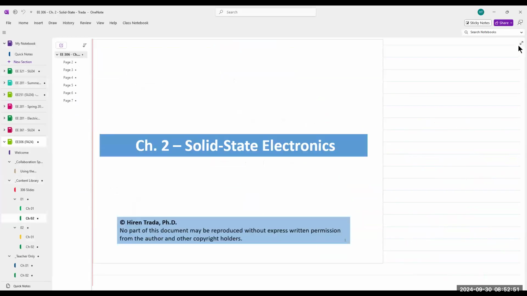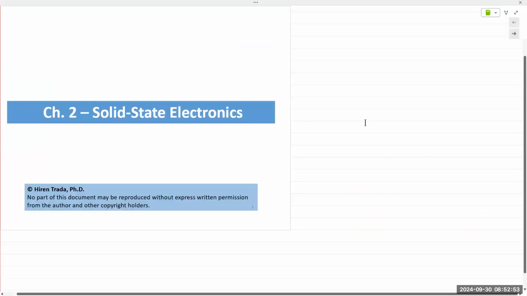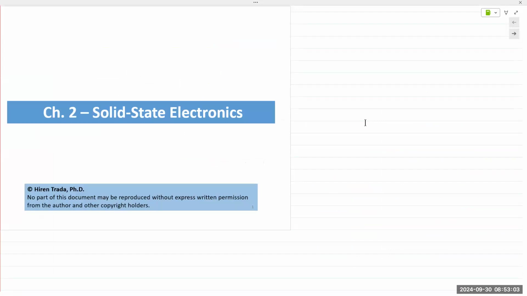Chapter 2, solid state electronics. Okay. So this is where we learn most of the fundamentals about solid state materials, electronic materials.